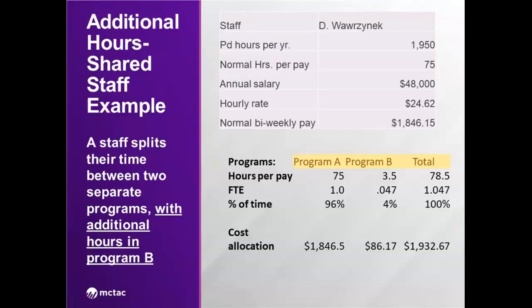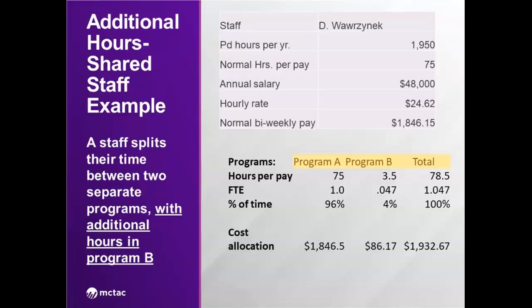So now I have really more than an FTE, although it's a single person. I have hours in excess of an FTE. I'm going to take the percentage of time. Again, 1 hour of 1.047 is 96%.